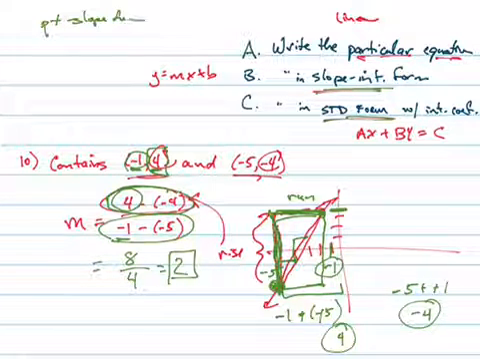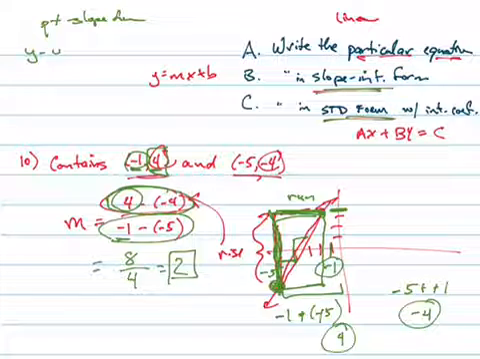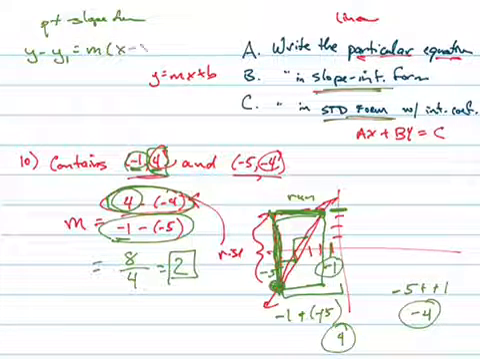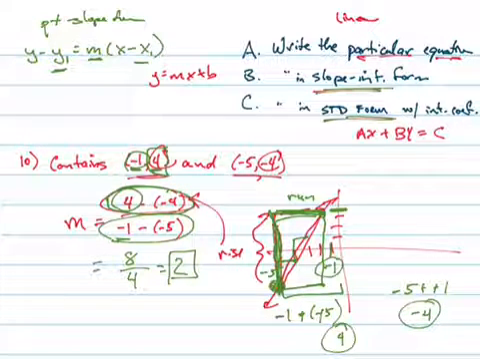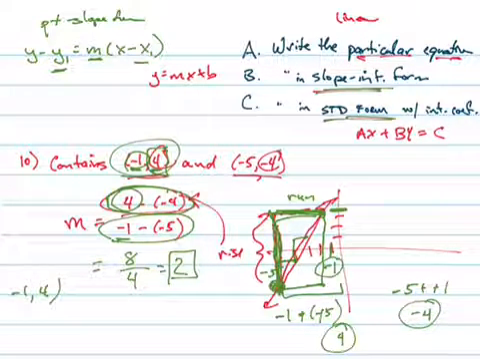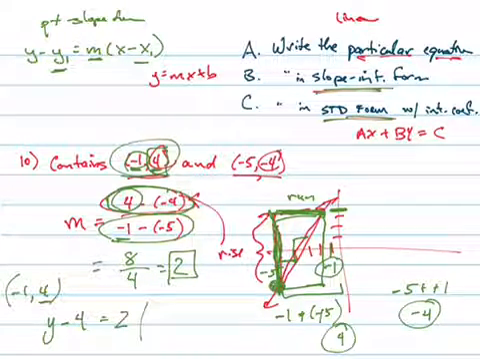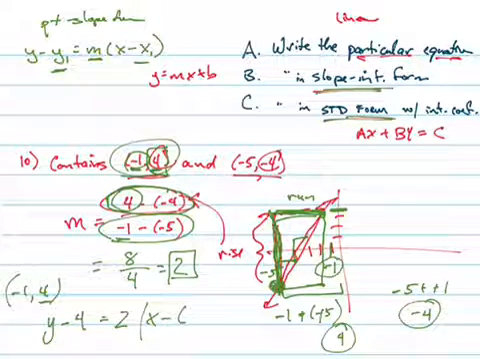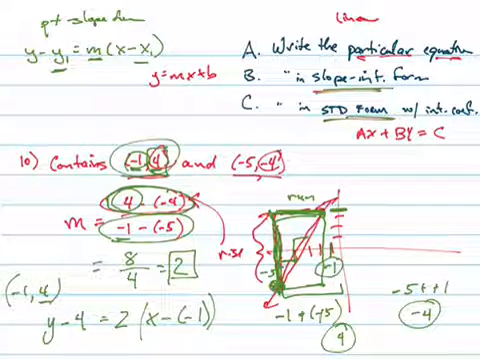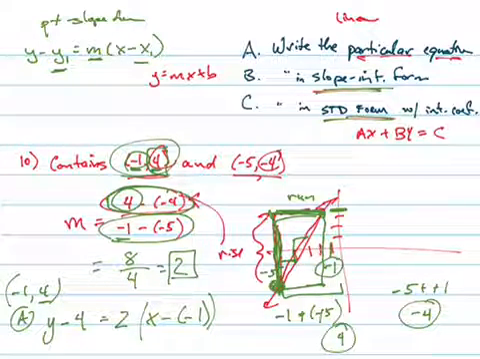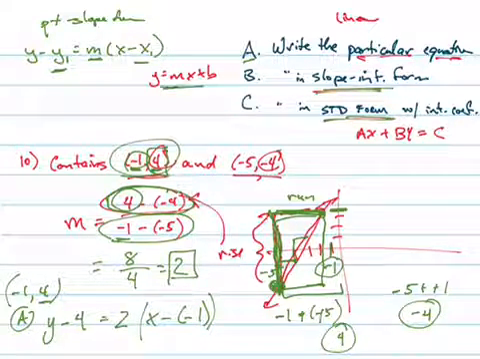Point-slope form is y minus y1 equals m times x minus x1. There's your slope, and there's your point right there. So you can pick either one of these points. Let's pick negative 1, 4 as our point. Then let's write the equation: y minus 4 equals m, which is 2, follow me, times x minus negative 1. So there would be part A. Part B is going to be put in slope-intercept form.